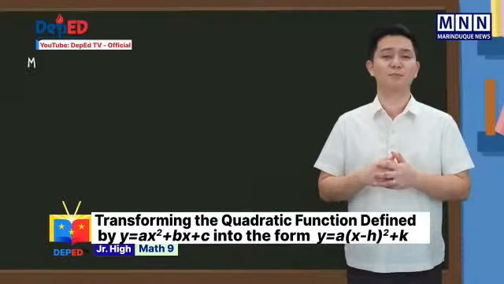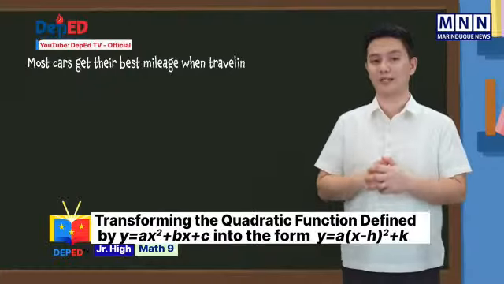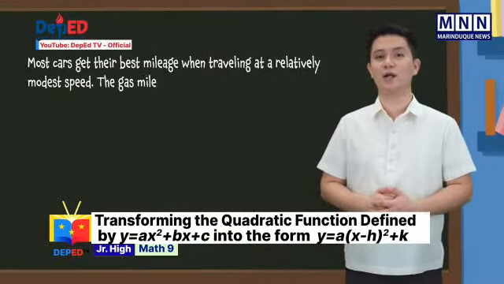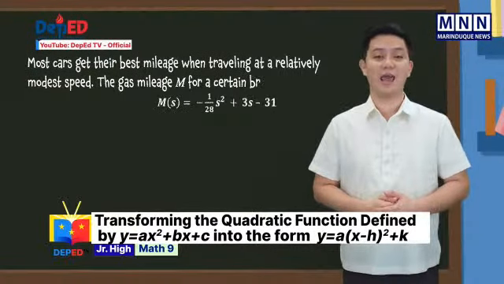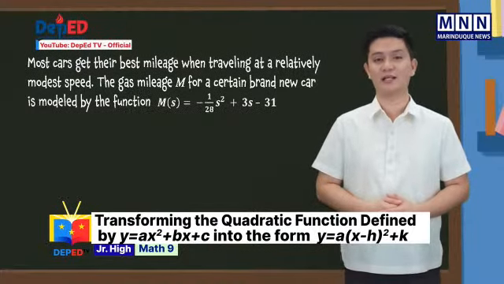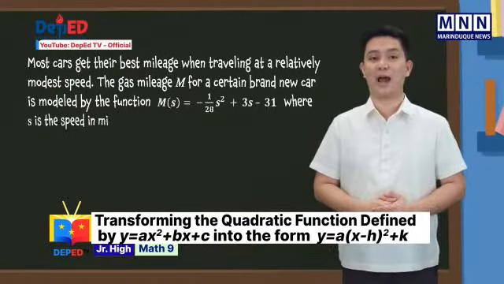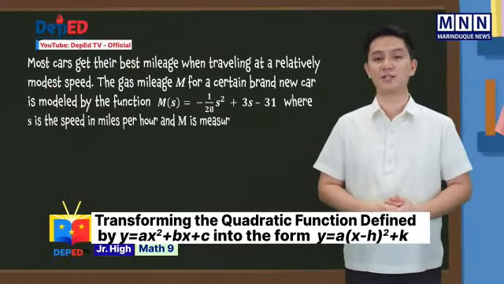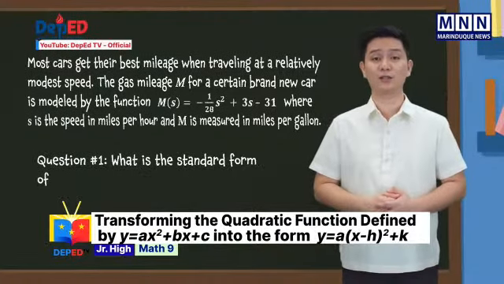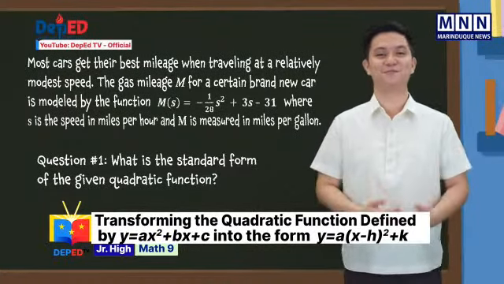Item number 2. Most cars get their best mileage when traveling at a relatively modest speed. The gas mileage M for a certain brand new car is modeled by the function m of s equals -1 over 28 times s squared plus 3s minus 31, where s is the speed in miles per hour and m is measured in miles per gallon. Question number 1. What is the standard form of the given quadratic function? For 90 seconds, go!